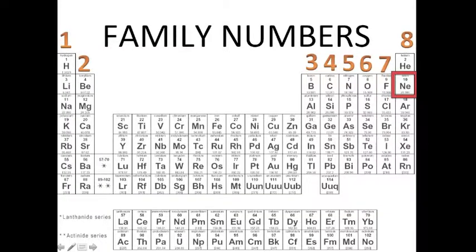This means that hydrogen's dot diagram would have an H representing hydrogen and 1 dot, representing the 1 valence electron and showing that it is in family number 1. Awesome! Let's try another one. Let's take a look at one called neon.